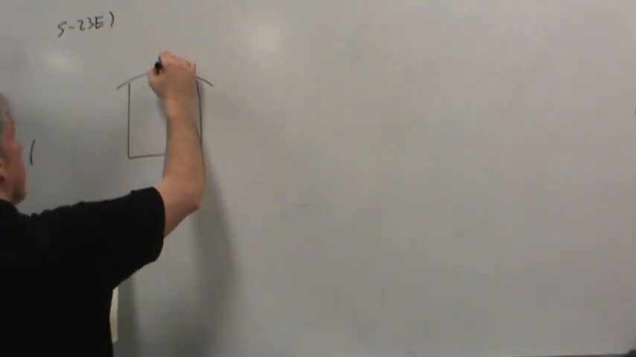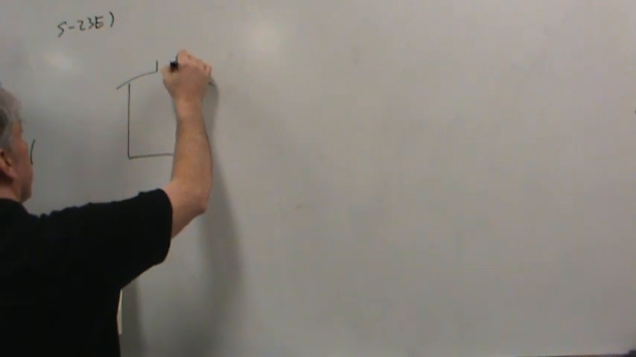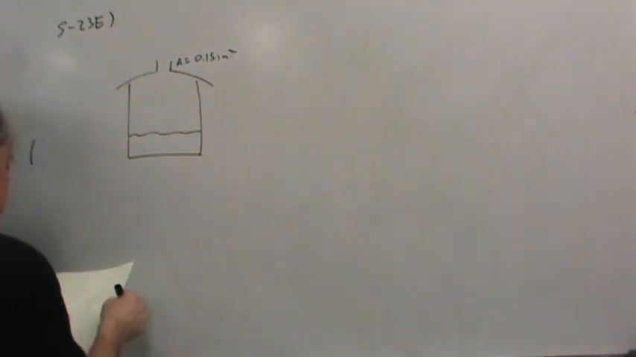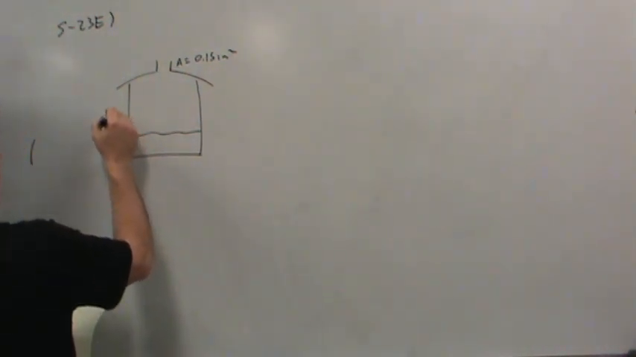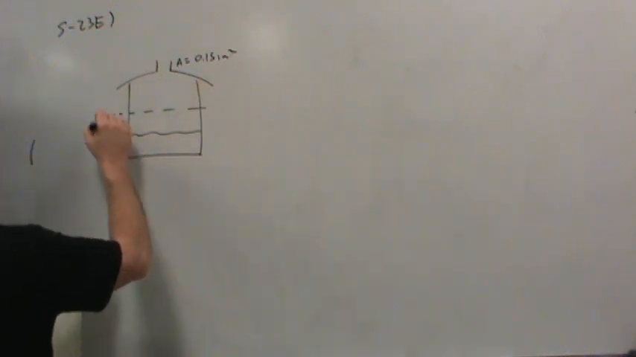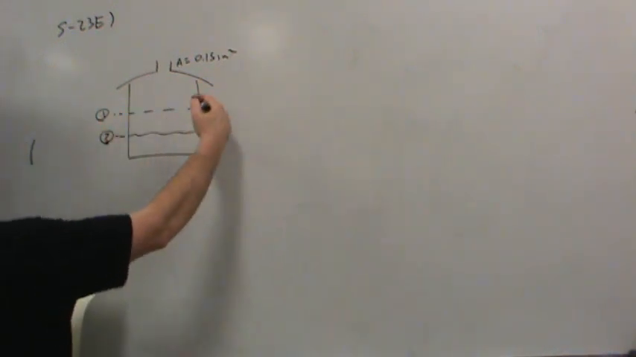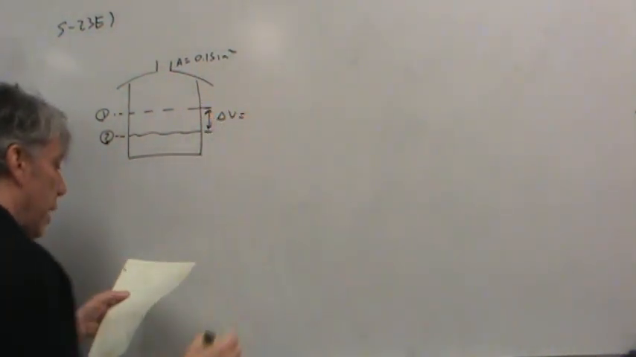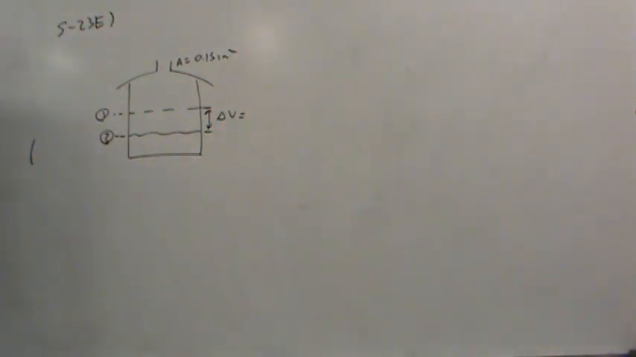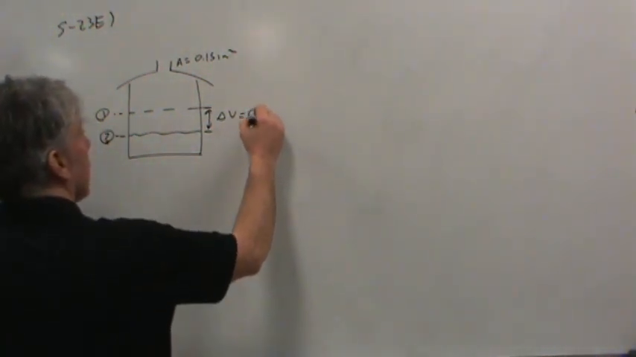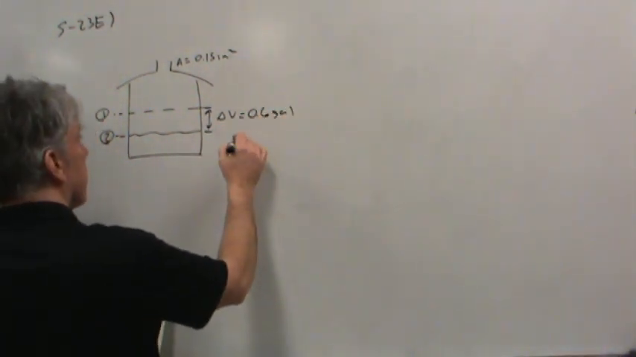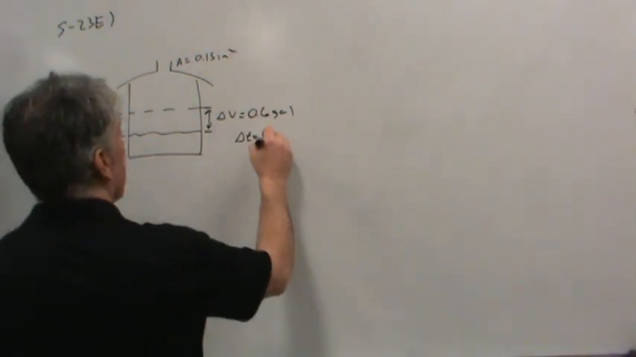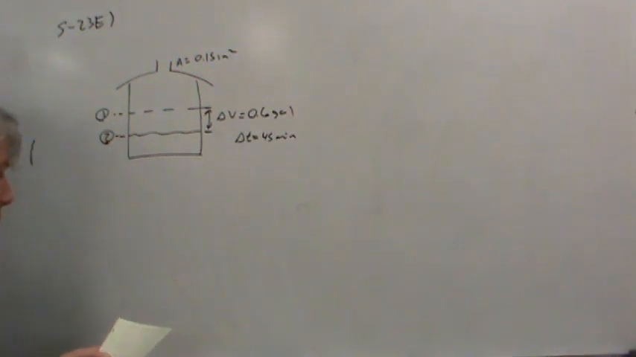And there's an opening whose cross-sectional area, A, is 0.15 square inches. There's some liquid inside, and what has happened is the liquid level has gone down from state 1 to state 2. So originally there was liquid all the way up to this line, but now there's not. That change in liquid volume, I've got 0.4 gallons. I think they had 0.6 gallons. And delta T, it took 45 minutes. So there's 45 minutes between states 1 and 2.